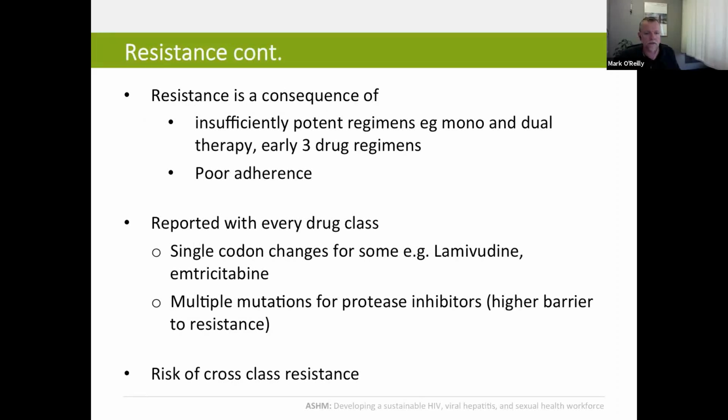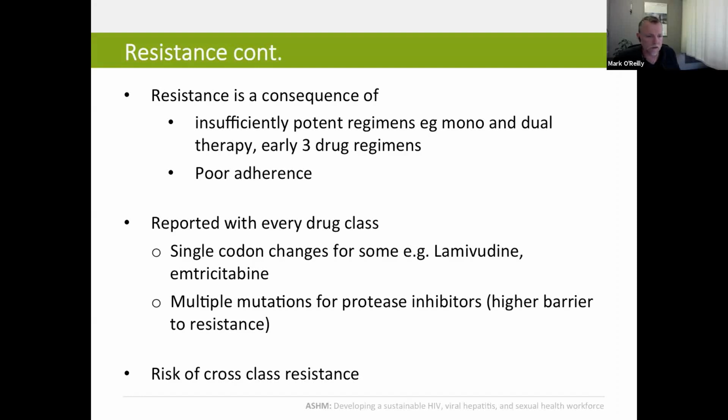So resistance, as I've said, is a consequence of insufficiently potent regimens. So in the old days, before we had the technology to perform resistance genotype testing, and early in the days of HIV treatment, we treated people with initially monotherapy and dual therapy, and then even the early triple therapy regimens were of lower potency, and unfortunately the early HIV treatments have caused some of the resistance. We didn't know that at the time, but it's important to consider an individual's treatment history if they're heavily treatment experienced and they need to switch regimens.